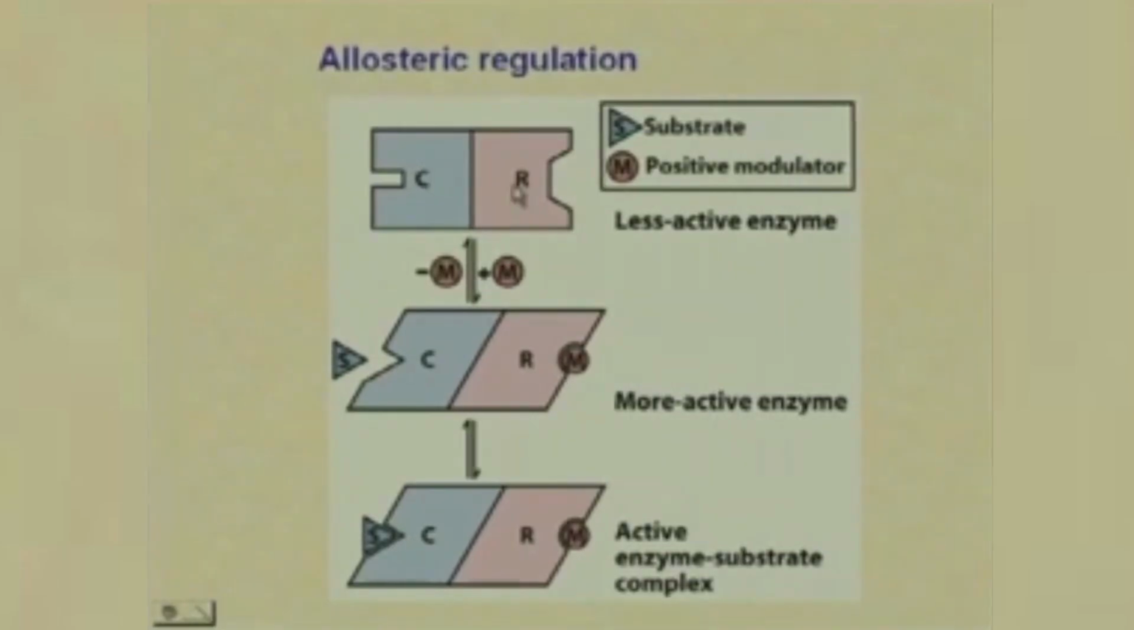So what we have is the positive modulator that is going to act on a less active enzyme to give you a conformational change. The conformational change is going to amount to what? It is going to amount to a fit of the substrate to the enzyme now, which was not possible earlier. Okay, so it was not possible earlier, which is now possible, and you form an active enzyme substrate complex that can then go on to form the product.